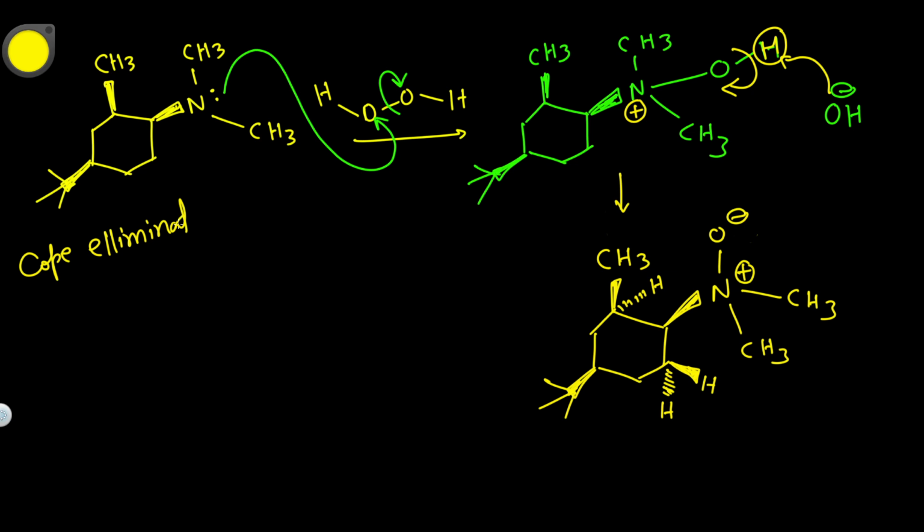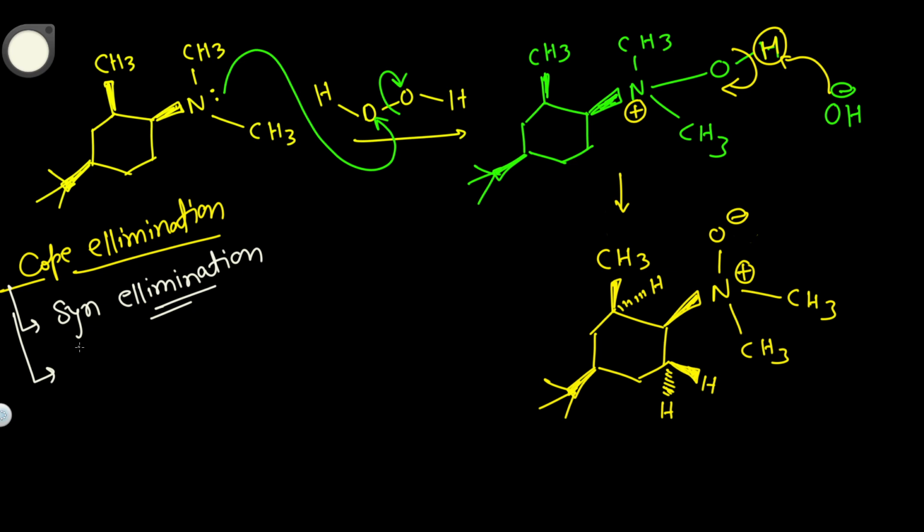there are two important features. What is the feature? First, it should be a syn elimination. Syn elimination is the first condition. This is the first criterion, and then there is another feature in the Cope elimination. We generally form the Hofmann alkene, right? Hofmann alkene. It means the less substituted alkene.